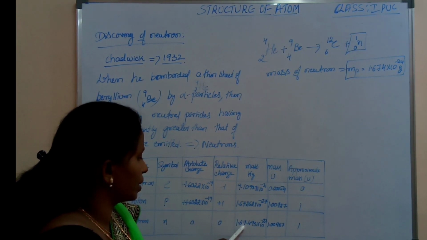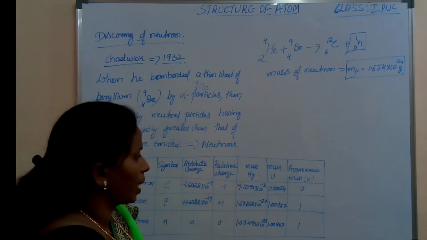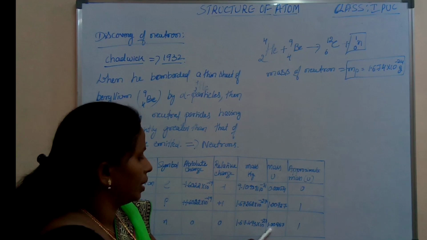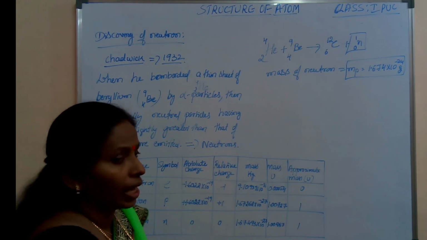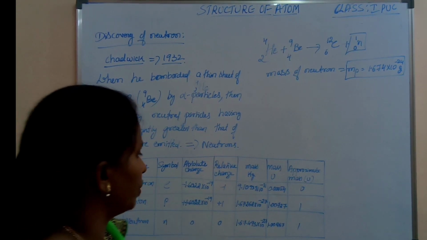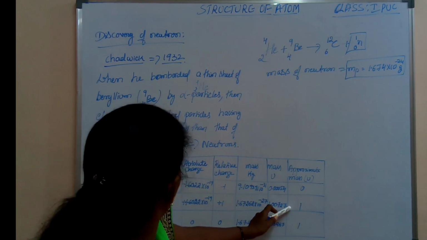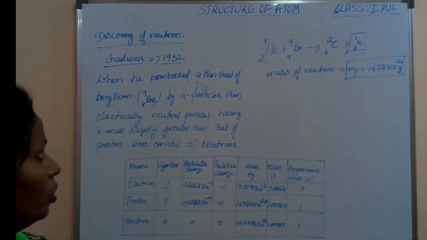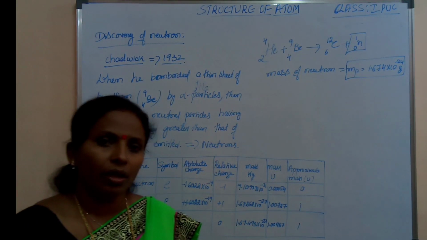For the neutron it is 1.67493 × 10^-24 g. Then in unified mass, the proton is 1.00727 and the neutron is 1.00867. The approximate mass we write for the electron is 0, for the proton 1, and for the neutron 1. So this is about the discovery of fundamental particles.